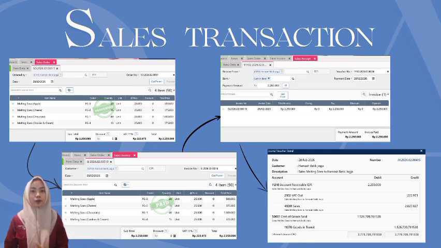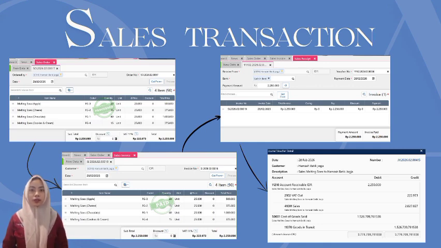The moment a sales invoice is created, Accurate automatically generates a journal voucher at once, recognizing sales revenue, calculating VAT, recording accounts receivable, and, most importantly, automatically recognizing the cost of goods sold along with the reduction of finished goods inventory. This entire process happens in a single transaction with no manual record.